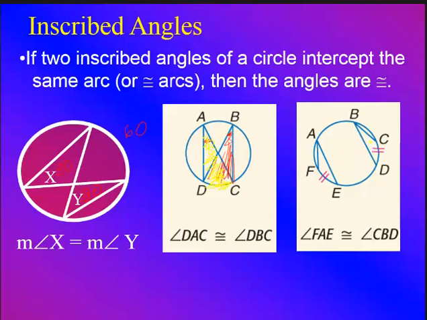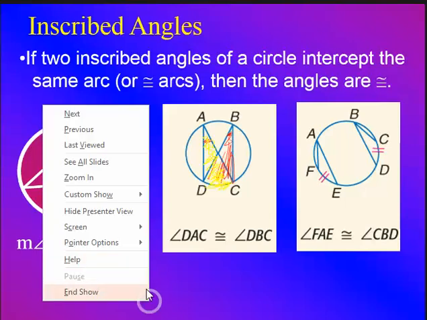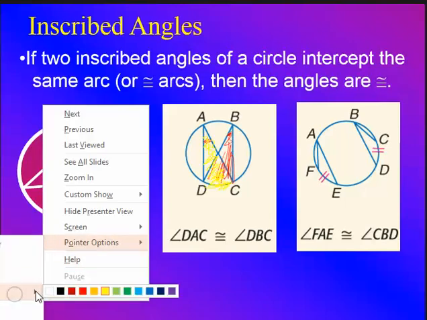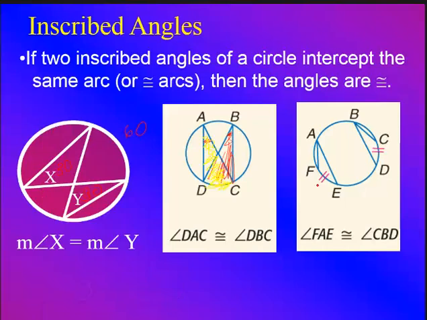Okay, here we're going backwards. We know that they're intercepting congruent arcs, therefore we can say the angles are congruent. Okay, so if the angles are congruent, the arcs are congruent. If the arcs are congruent, the angles are congruent. So this angle is the same as this angle. FAE is the same as CBD, because FE is congruent to CD.